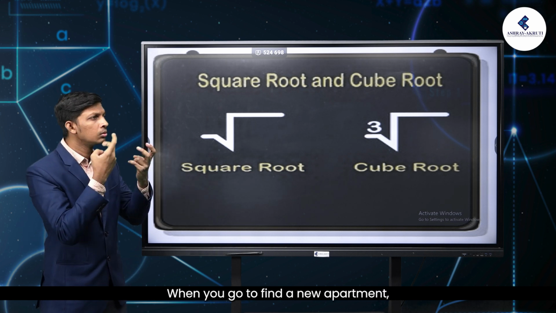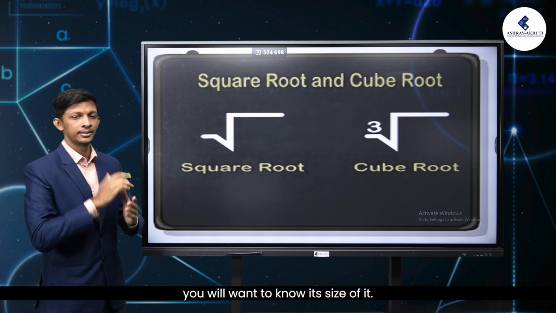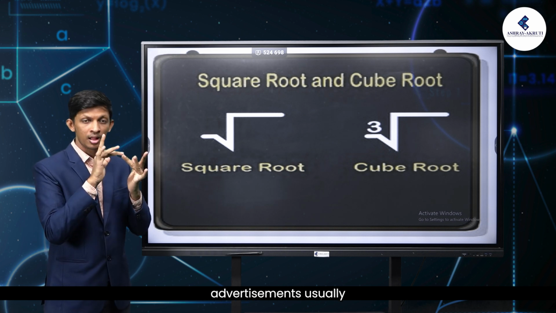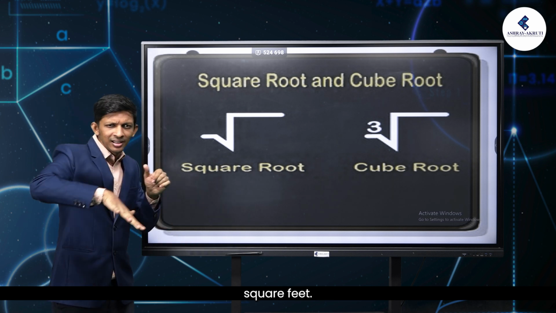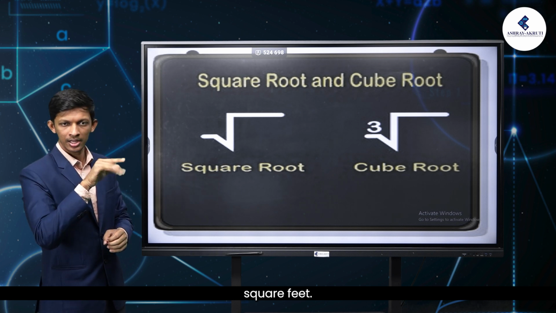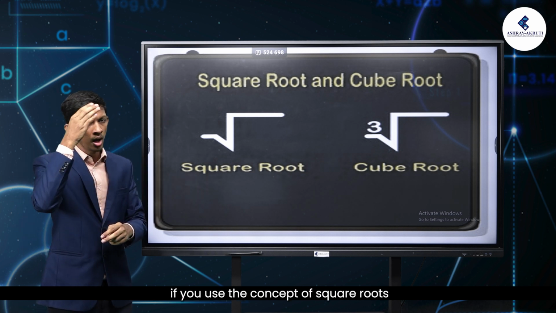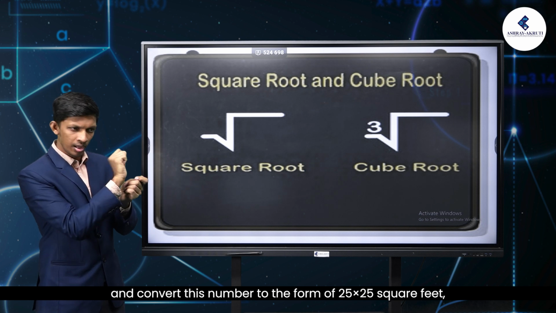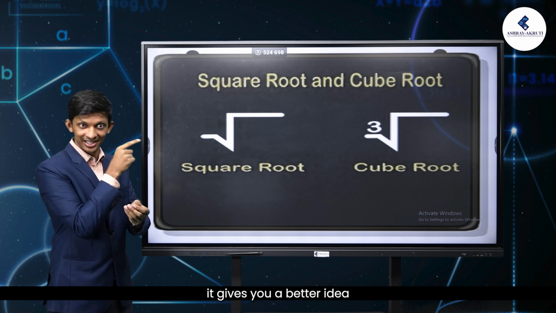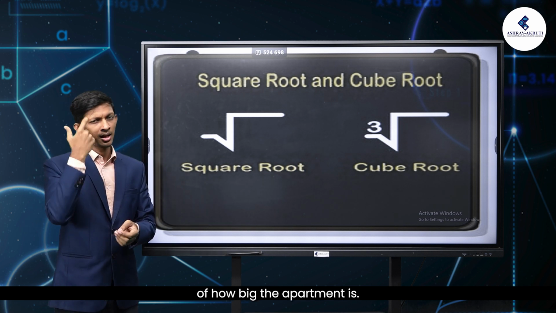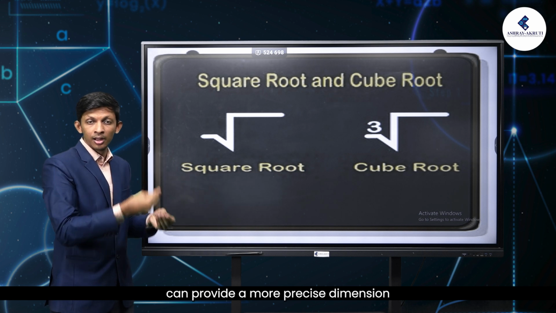When you go to find a new apartment, you will want to know its size. Newspaper and online advertisements usually give the dimensions of the apartment by only listing its area, such as 625 square feet. This can become hard to visualize. However, if you use the concept of square roots and convert this number to the form of 25 into 25 square feet, it gives you a better idea of how big the apartment is. Using cube roots can provide a more precise dimension of the apartment.